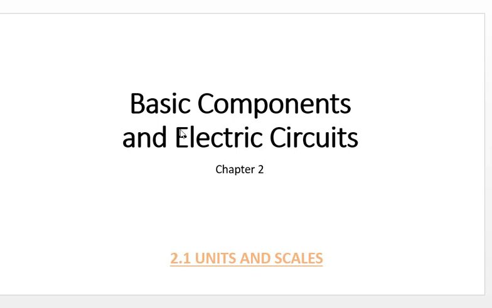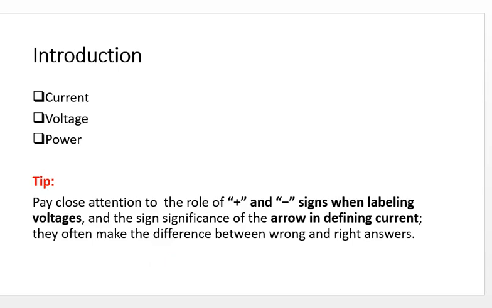Okay, so this is our chapter 2. Chapter 2 is entitled The Basic Components and Electric Circuits. Okay, so I have subdivided chapter 2 into 3 parts, so that it's easier to handle. Okay, now this is 2.1, which talks about the units and scales. Let's proceed.